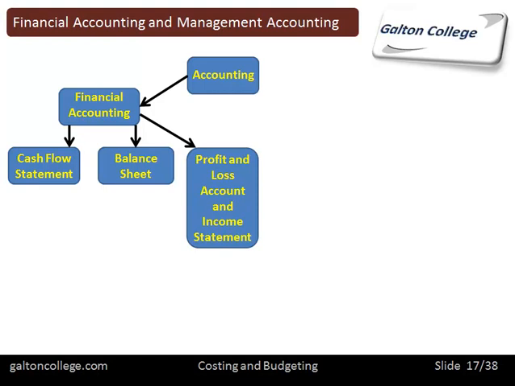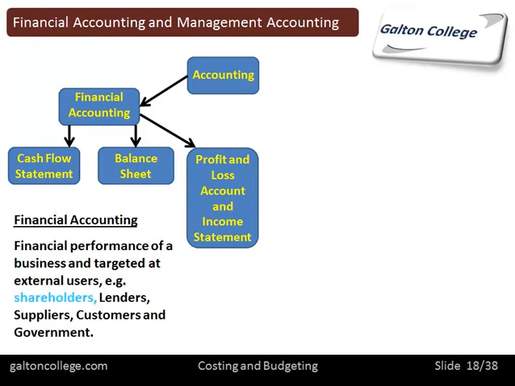So financial accounting is very important. It deals with the financial status of the business. So it looks at the financial performance of a business and targeted at external users. For example, shareholders, lenders, suppliers, customers, and the government. So it's looking at the external users of this information.